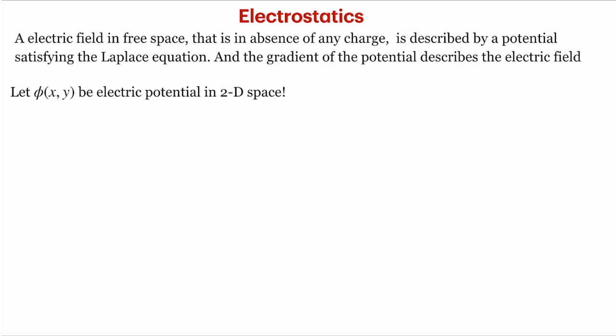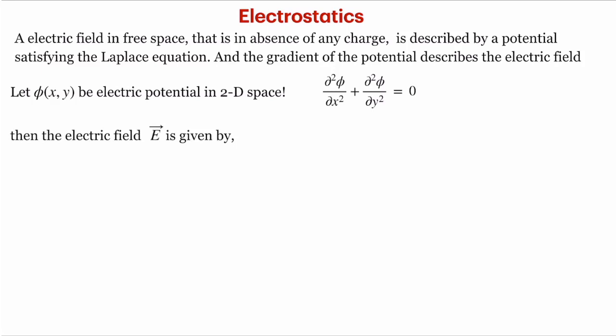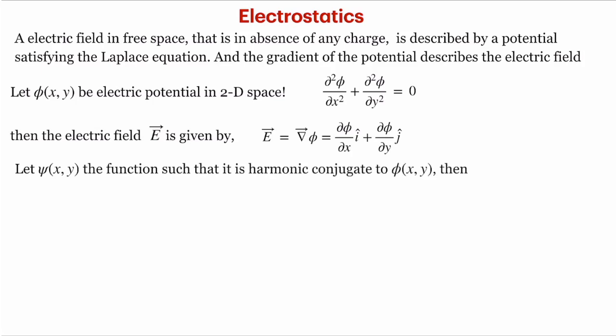So let's say that phi of x,y is an electric potential in 2D space, then it should satisfy the Laplace equation in 2 dimensions. Then the electric field is given as the gradient of phi, which is del phi by del x into i cap plus del phi by del y into j cap. This defines the gradient in the Cartesian coordinate system.